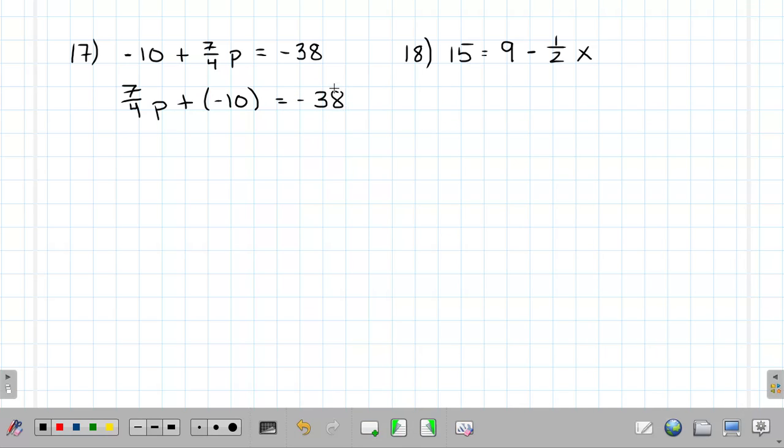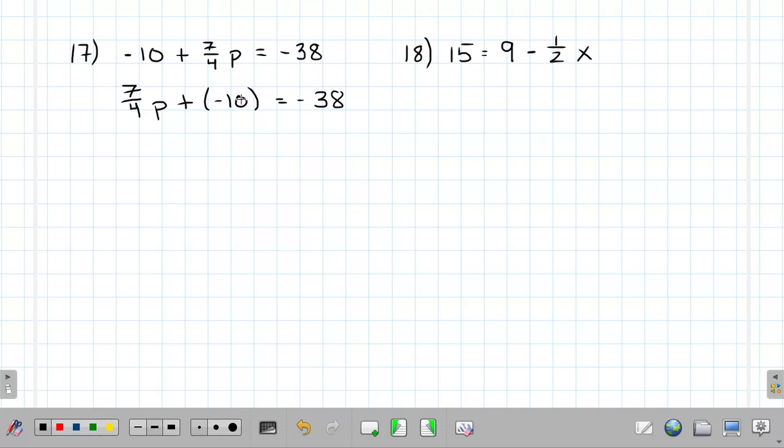Okay, there's a couple ways you can go about this. You can see that you're adding a negative. So if you're clever with it, you can say, well, adding a negative is the same as subtracting the positive. So you can rewrite this as 7/4 p minus 10 and solve it that way. But I'm just going to leave it as it is.